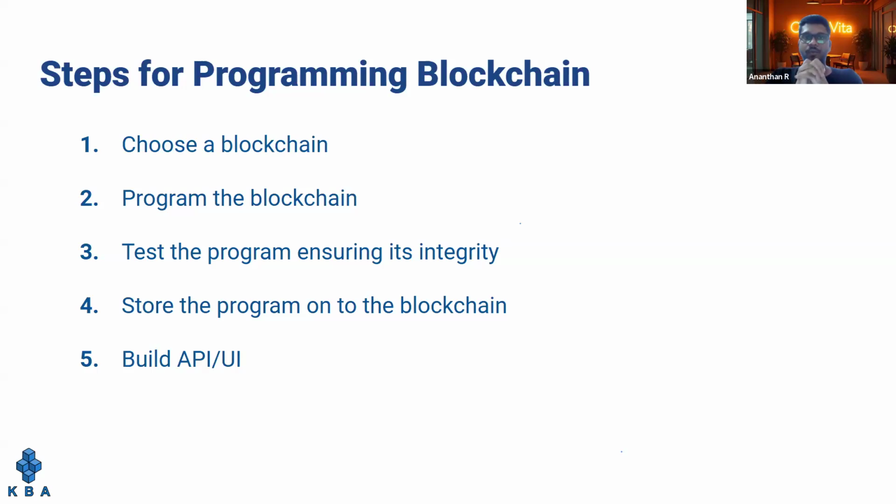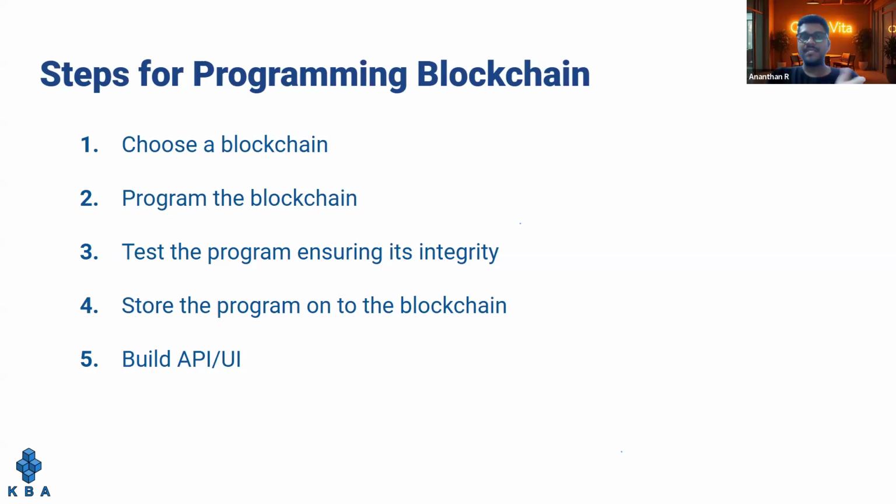You have to make sure that the program you are writing for any blockchain, you test it extensively and make sure that any known bugs are not there. I mean, there is a possibility of new bugs coming in, but you have to ensure that the already existing ones are not there. Then once that is done, you store that program onto the blockchain ecosystem. We call that process deployment.